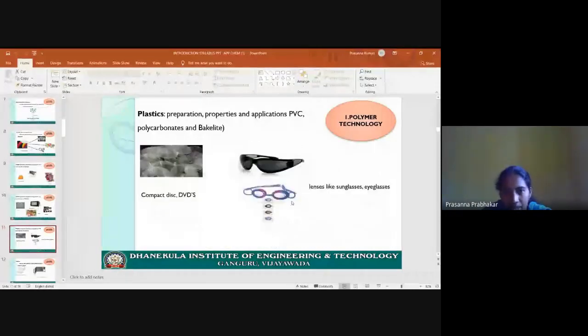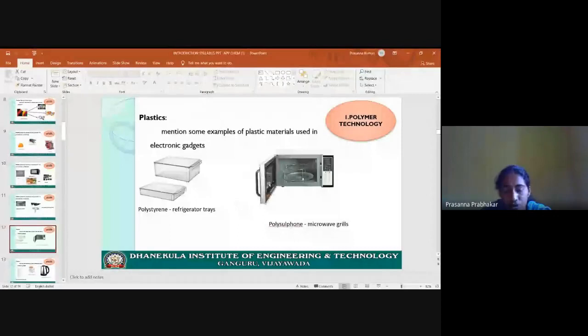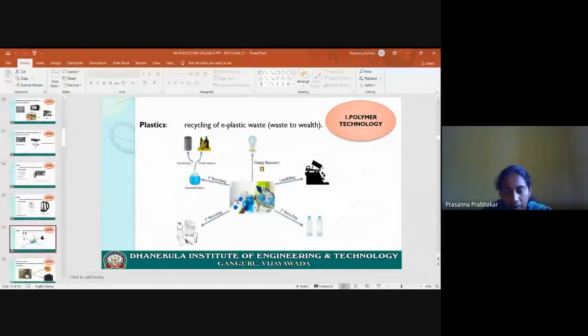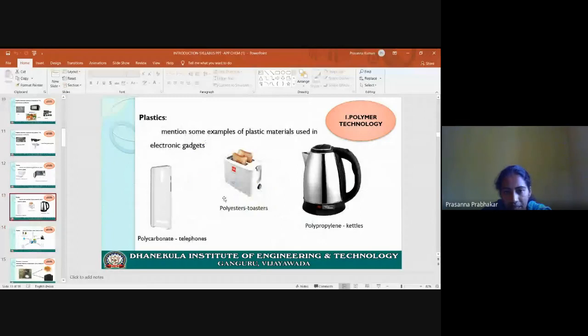And also other examples like compact discs, DVDs, lenses like sunglasses, eyeglasses. These all are the examples of plastic materials we regularly use in our daily life. And plastic materials are also used in electronic gadgets like refrigerator trays and microwave grills and telephone sheets and toasters, kettles. Okay, and they are used in all these types of electronic gadgets.